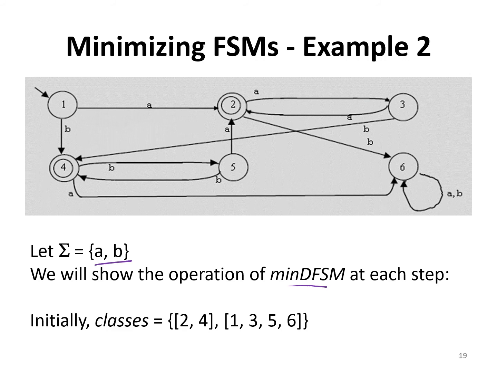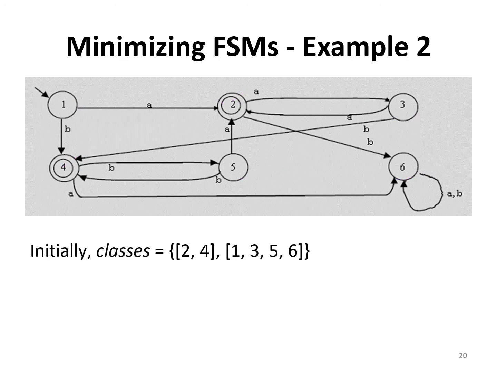As we discussed in the previous example, initially we'll be having two classes. One class of accepting states, that is 2, 4. Another class of non-accepting states. Rest all states 1, 3, 5 and 6 will be in the non-accepting states class. In step 1, we have to check if any class has more than one state, then is it possible to split that class further?